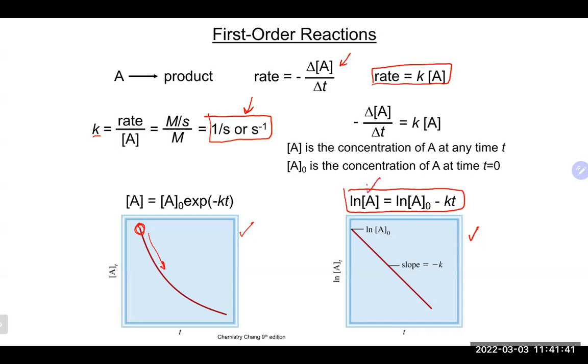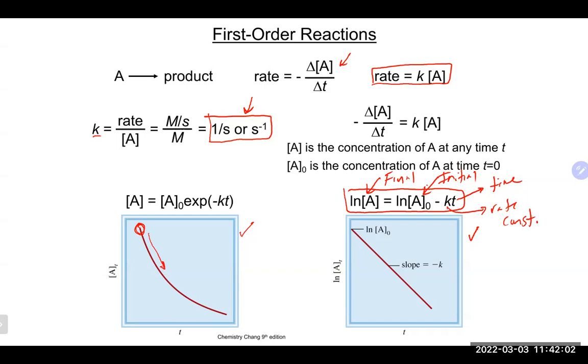This A here is the final concentration. The A with the naught is the initial concentration. k is our rate constant. And t here is time, so not temperature. t here is time in that particular case.